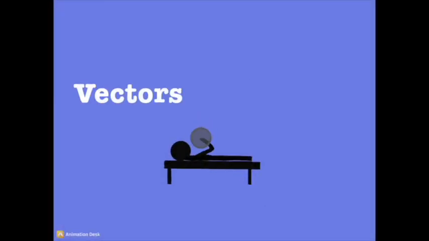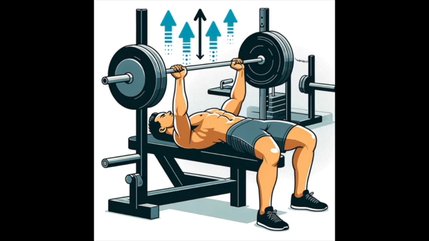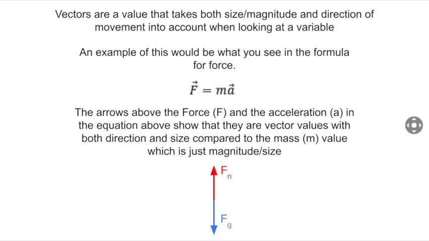Another very important concept in physics is vectors. Vectors represent two values in physics, one being the direction of the value and the other being size or magnitude. When labeling a vector in an equation for physics, you would place arrows above the variable, which shows you it is representing size and direction. As you can see in the equation above, force and acceleration are vector values, but mass is not because there is no direction on mass, but there is when talking about force and acceleration.